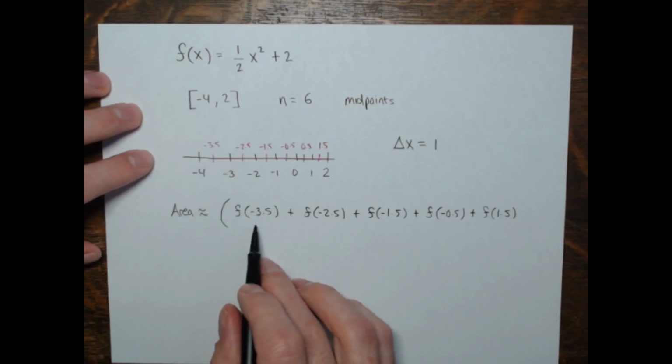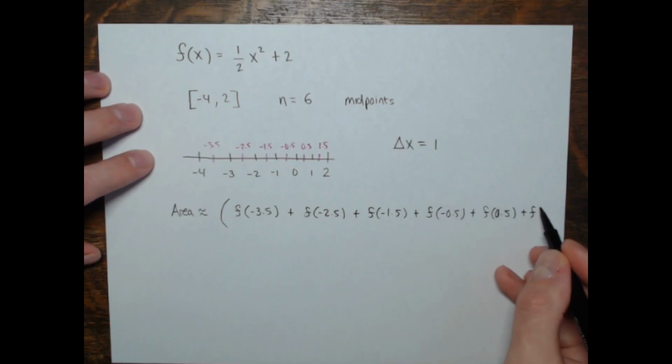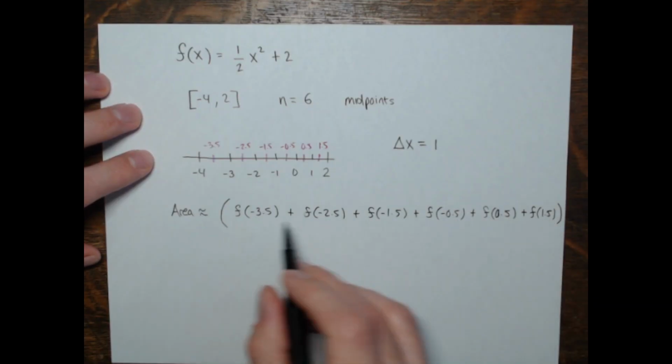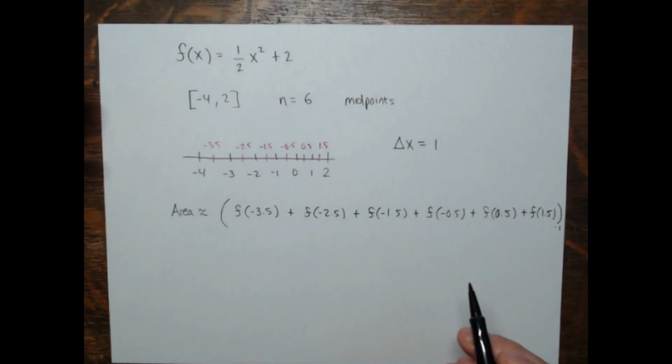Oh, I missed one. Positive 0.5 and then f at 1.5. Yeah, these 6 inputs, to all that, times 1. So I don't really need to write times 1. Okay. Now, I probably would go to a calculator.